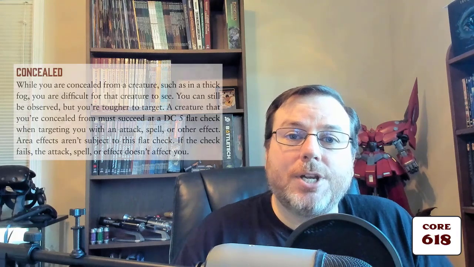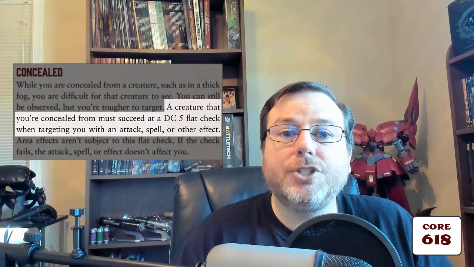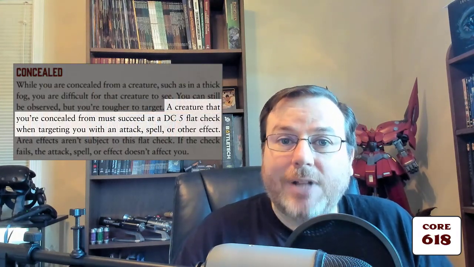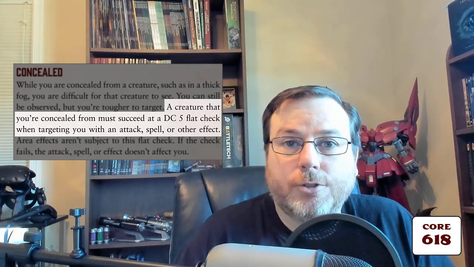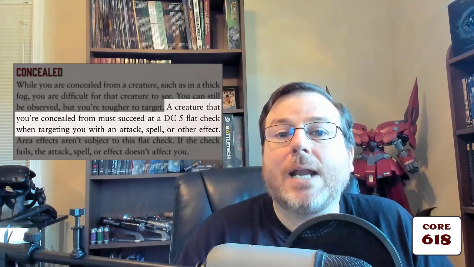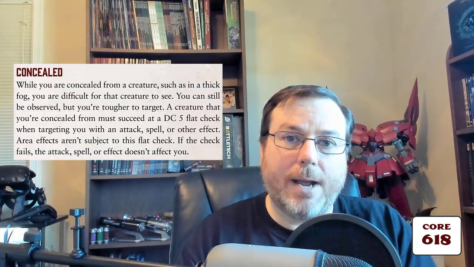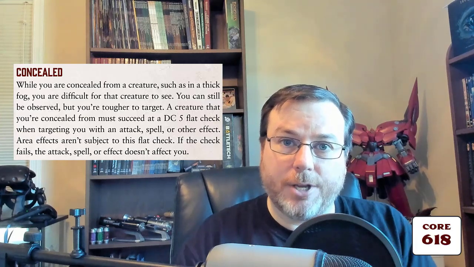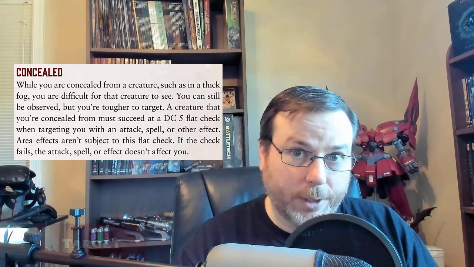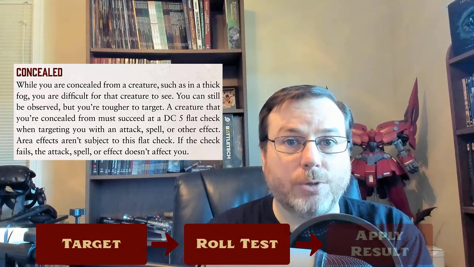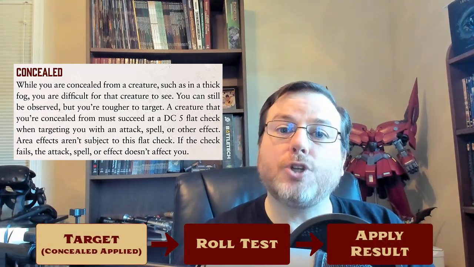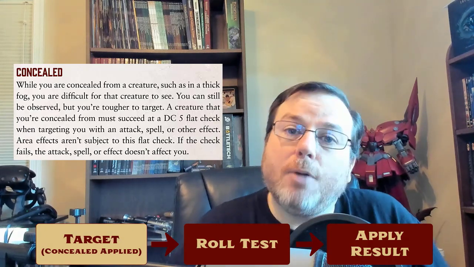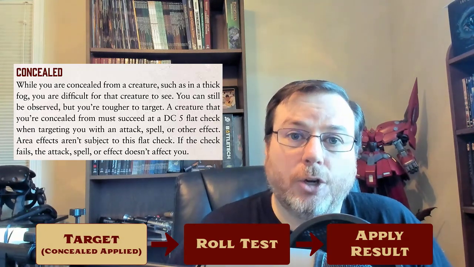So let's talk about the concealed condition. Concealed says that when you target a creature that's concealed against you, then you must pass a DC 5 flat check, or you automatically miss or fail whatever the effect was that you were trying to do to that creature. It's automatically lost. So if we think about that 3-step chain of events whenever you cast a spell, you target, then you roll a test, and then you apply the results of that test, the concealed condition applies to the first part of that chain of events. It applies to when you target a creature.